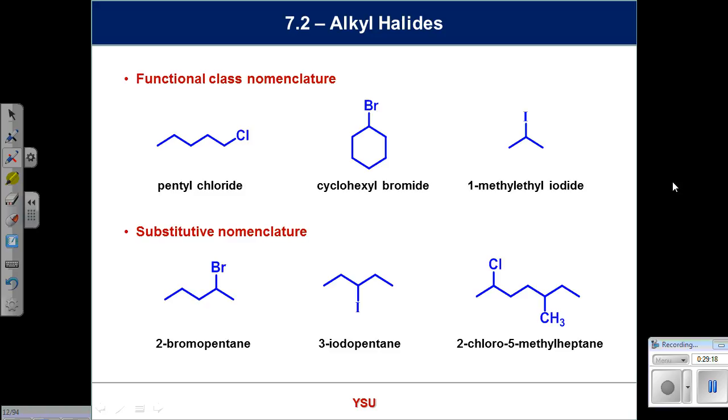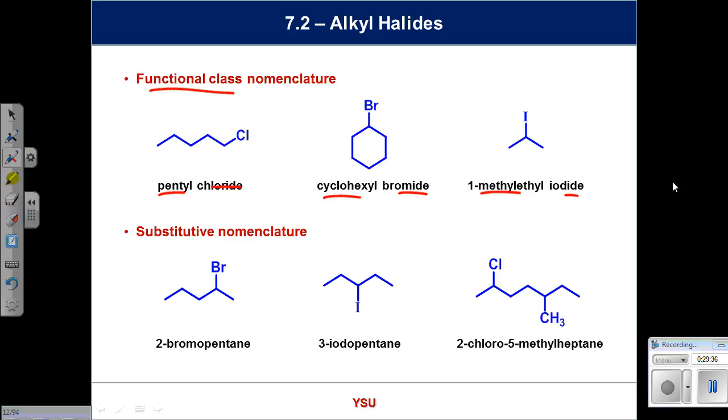Other names, thinking about just getting out of this quickly. The functional class, this would be a chloride. This would be a bromide. This would be an iodide. And then it's up to you to do the same thing you did previously and come up with the prefix, come up with the name of this based on what alkyl groups are attached there. I don't think anybody will have any problems with those.